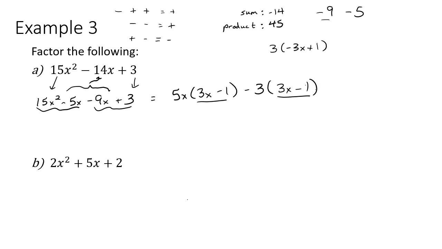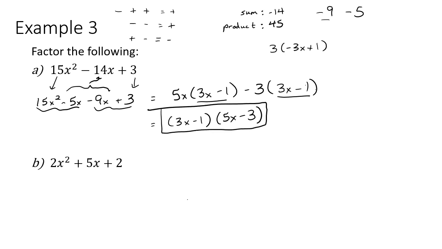Now we pull out the common factor again, 3x minus 1, which would leave us with 5x for the first term, minus 3 for the second term. And so 15x squared minus 14x plus 3 would factor into 3x minus 1 times 5x minus 3. So try pausing here and see if you can use the same method to figure out the way that part B in this problem factors.